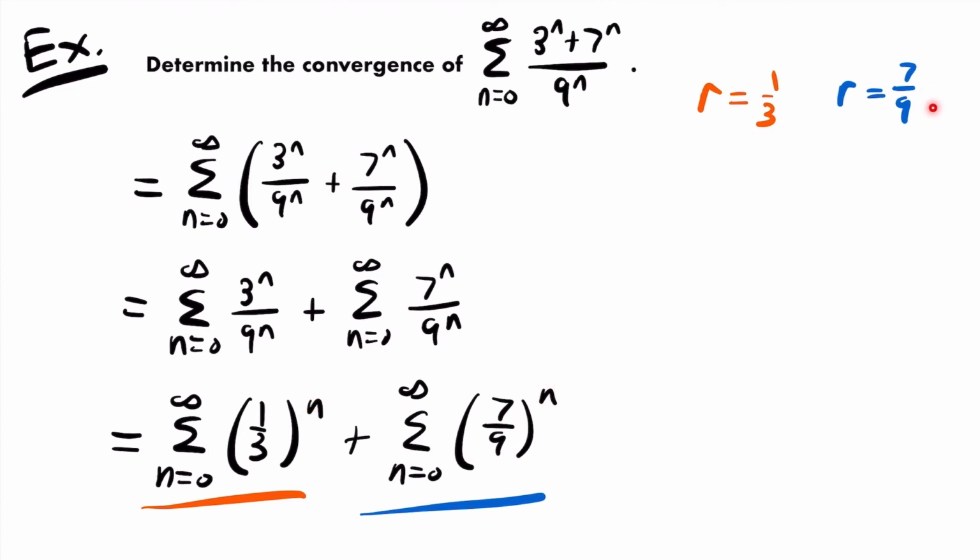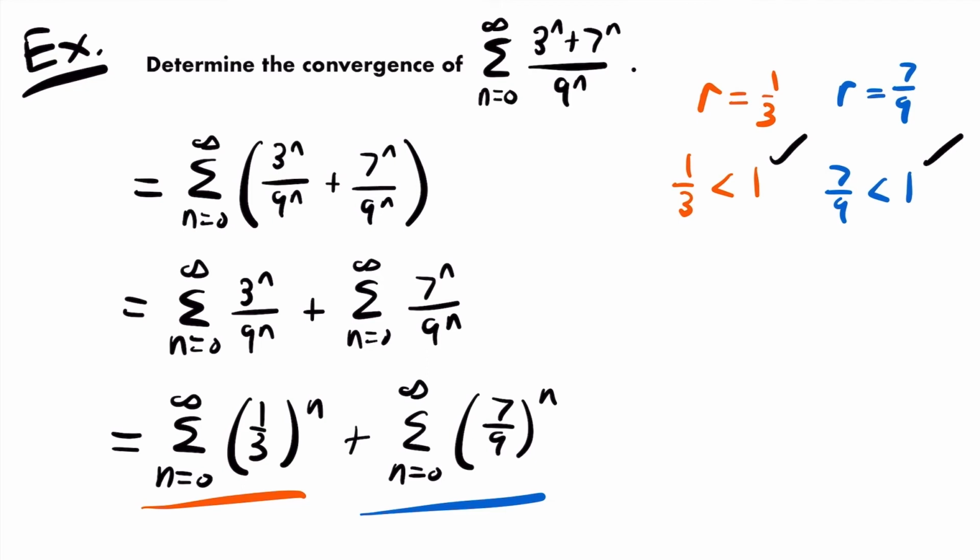And so now in both cases, if we were to look at the absolute value of r, you can see that since both of them are positive, the absolute value is just going to be those values, and both of them are less than 1, right? 1/3 is less than 1, and 7/9 is less than 1 as well. And so because of that, both of the series are going to converge. We can calculate the sum of each series by using that formula of a divided by 1 minus r.